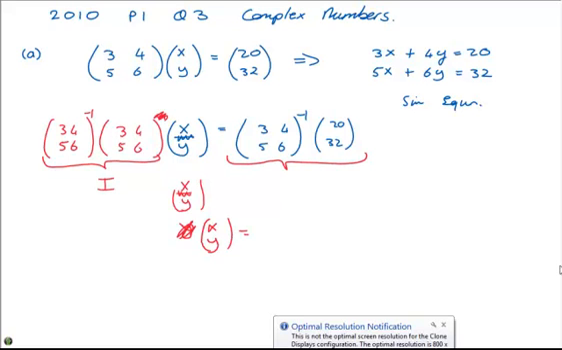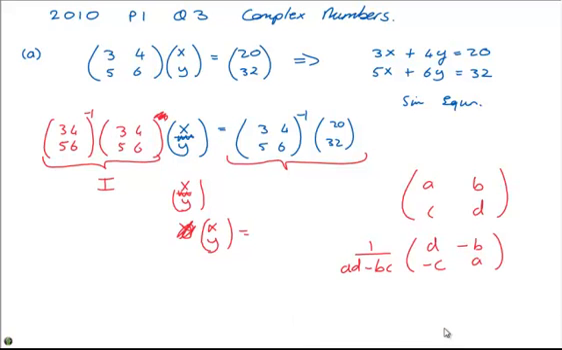Remember how to calculate an inverse? If you have the matrix A, B, C, D, it's 1 over AD minus BC. Then the A and D swap and you change the sign of the other diagonal. I'm not going to go through all of that. I'm just pointing it out to you, and I'm sure you're more than capable of dealing with that. Okay, so on to the next bit then.